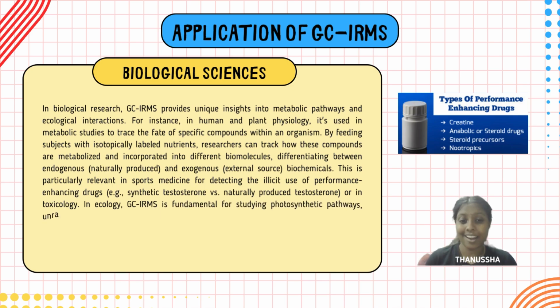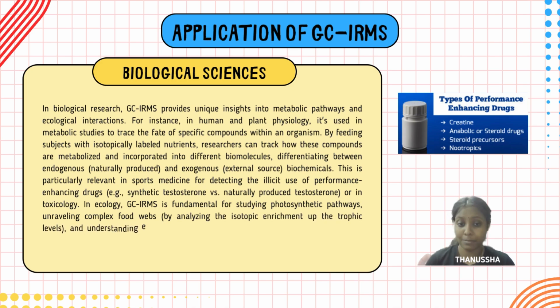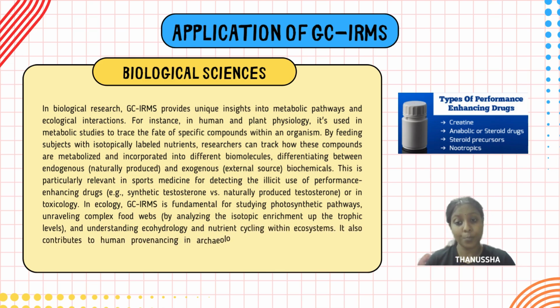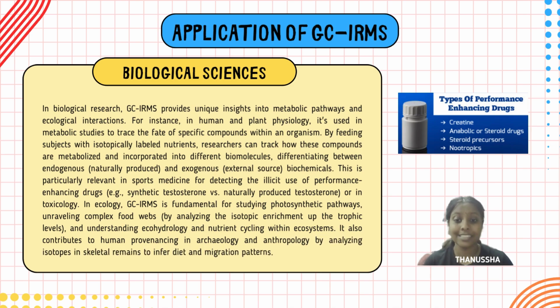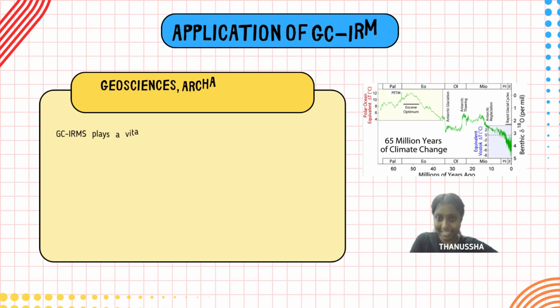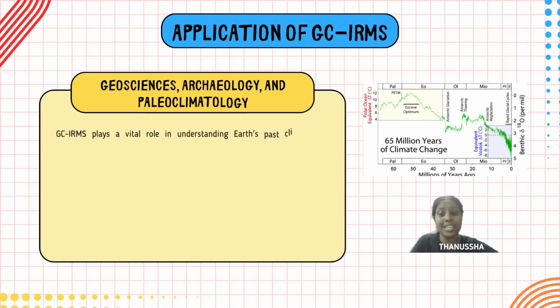In ecology, GC-IRMS is fundamental for studying photosynthetic pathways, unraveling complex food webs, and understanding ecohydrology and nutrient cycling within ecosystems. It also contributes to human provenancing in archaeology and anthropology by analyzing isotopes in skeletal remains to infer diet and migration patterns. Last but not least, GC-IRMS is also very useful in geosciences, archaeology, and paleoclimatology.